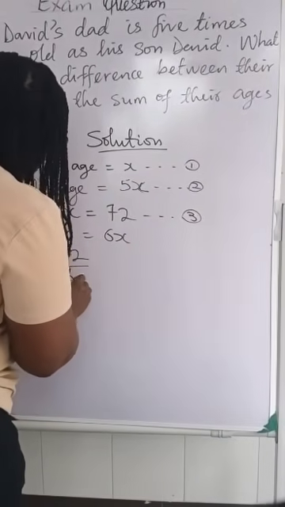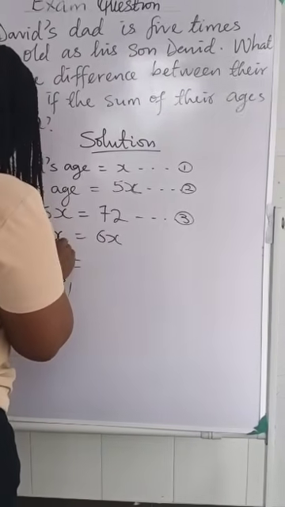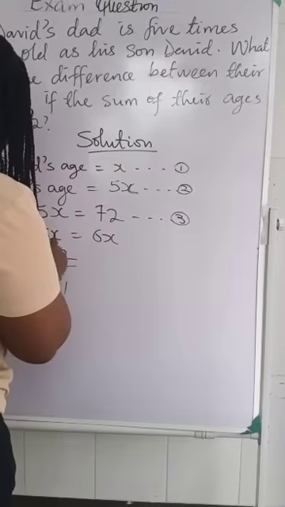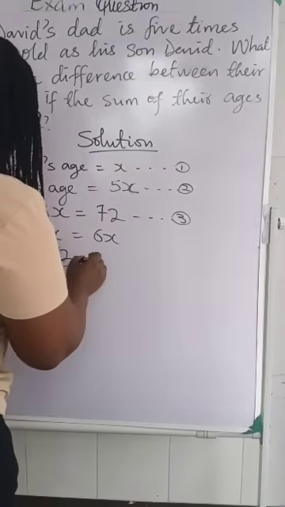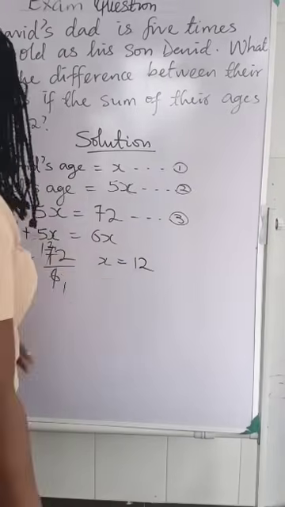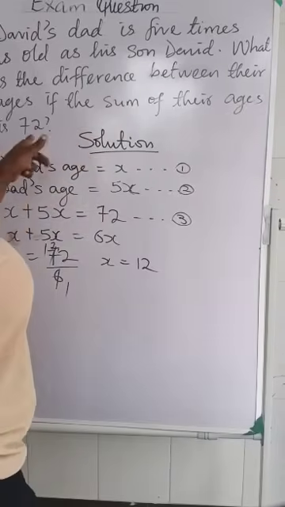So 6 going here will give us 1. 6 going into 7 will be 1 remainder 1. You add it here to be 12. 6 going into 12 will give us what? 2. So that means x will give us 12. X is what? 12.